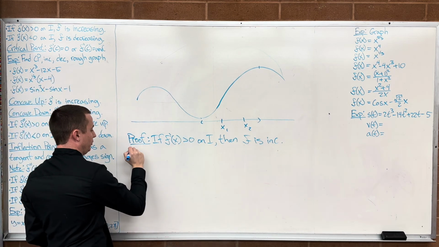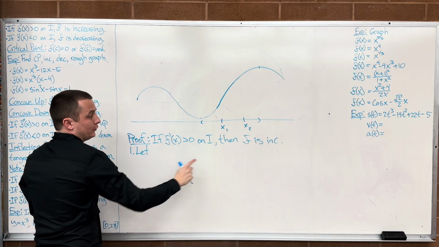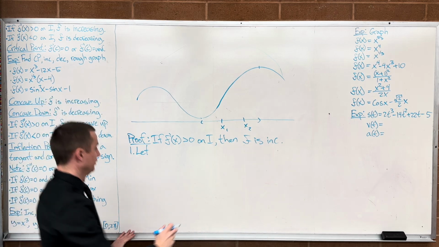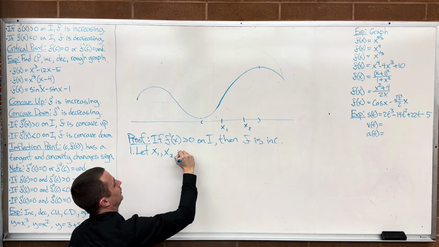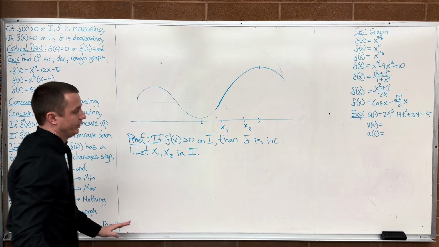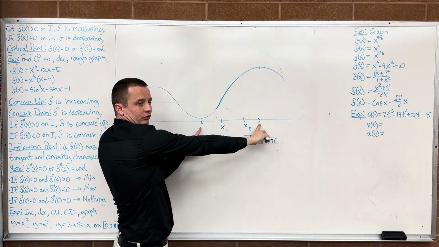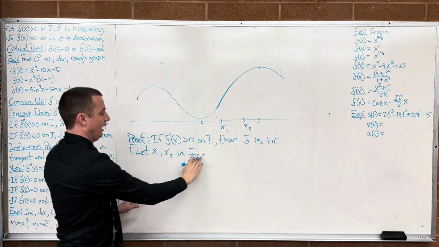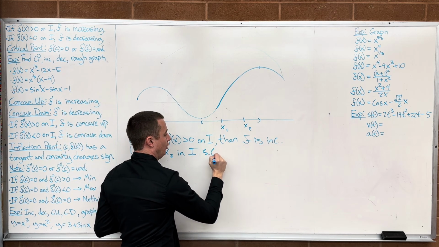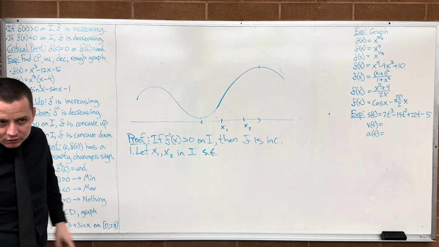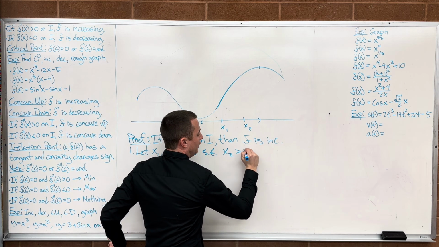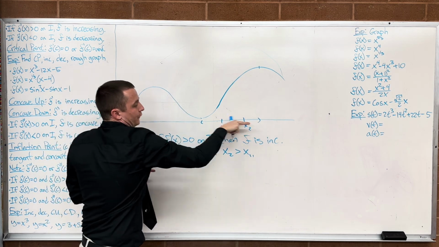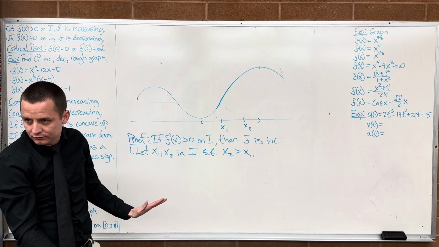I'm going to start out by grabbing 2 random points, x1 and x2. So let x1 and x2 be in our open interval, whatever it is. I is this interval in our picture. Such that, which one's going to be bigger, x1 or x2? x2. So such that x2 is bigger than x1. In other words, whichever of those 2 points is further right, let's call that one x2.